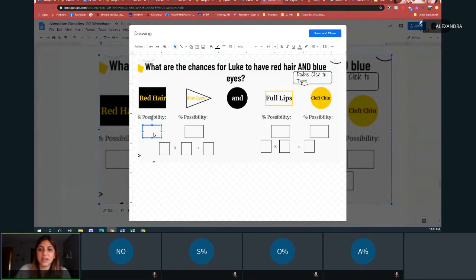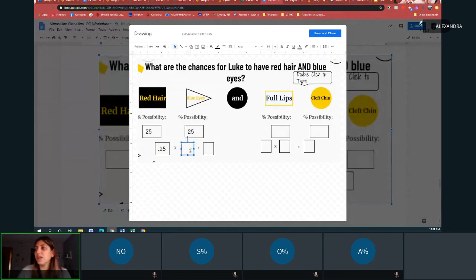What was that percent possibility? 25%. Good. What was the percent possibility that he had blue eyes? 25%. So when we're trying to multiply these, this is really important, because when you multiply percentages, you have to put them back in their decimal form. So what's the decimal of 25%? It's not just 25, we need to make sure that we include the decimal. Exactly. So it's going to be 0.25 for both.